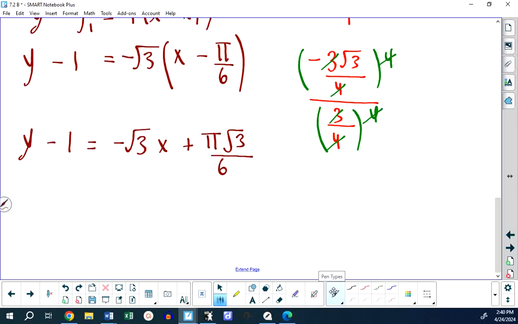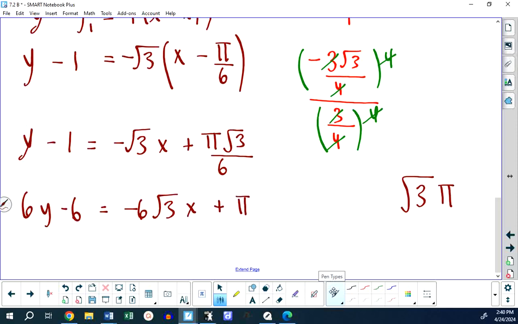I would prefer to write pi root 3 rather than negative root 3 times pi. The reason is you can easily maybe think that the pi goes under the root, but if you put it out in front, there's no question that it's a coefficient. I can multiply everything by 6 now and get 6y minus 6 equals negative 6 root 3 x plus pi root 3.